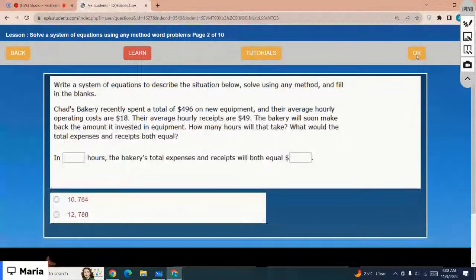Okay, let's just move on to the next question. The next question is, write a system of equations.